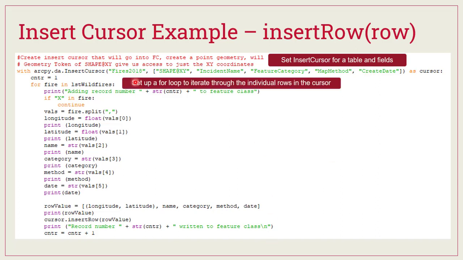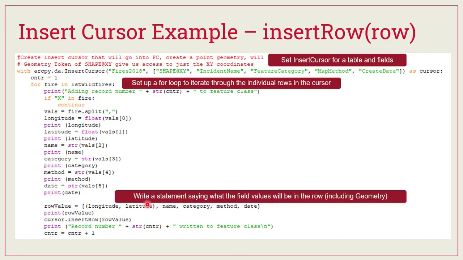Next, you see a for loop that's going to iterate through the individual cursors. Notice there's a lot going on in this for loop, but down here we're going to focus on the portion that is specific about the insert cursor down here at the bottom of the for loop. So this is where we are going to be iterating and adding new rows and updating their information as it works its way through all of the records. So this is writing a statement saying what the field values will be in the row, including the geometry.